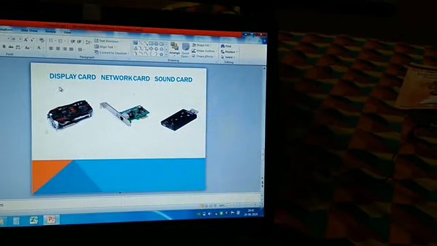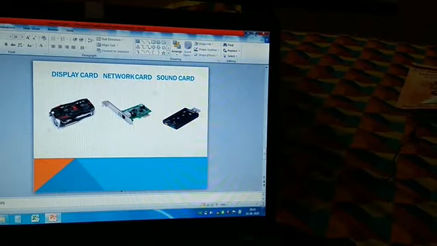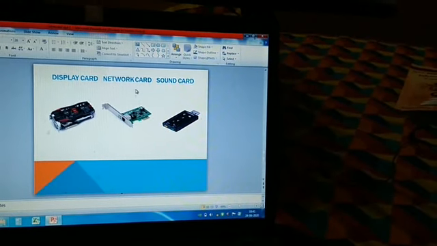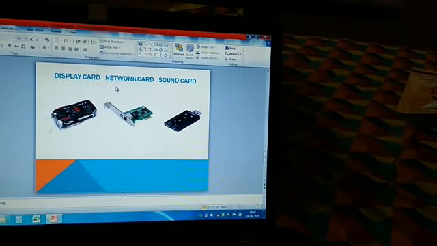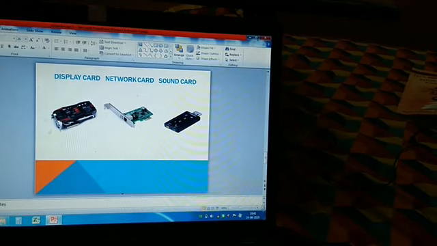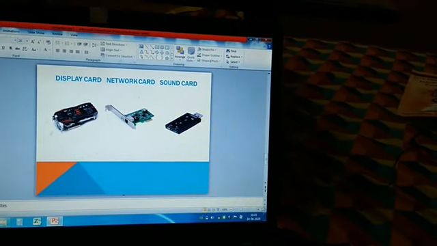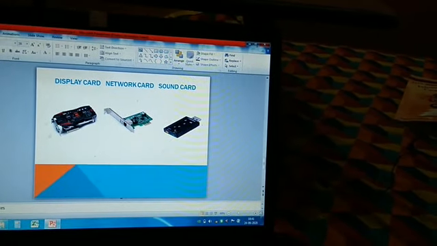Then this is the display card. We have learned about the display card, isn't it? This is the network card and this is the sound card. These all three are, what are these three? They are the processing device. Okay, so I hope students, with the help of these pictures, you will be able to recognize the different components of a hardware.